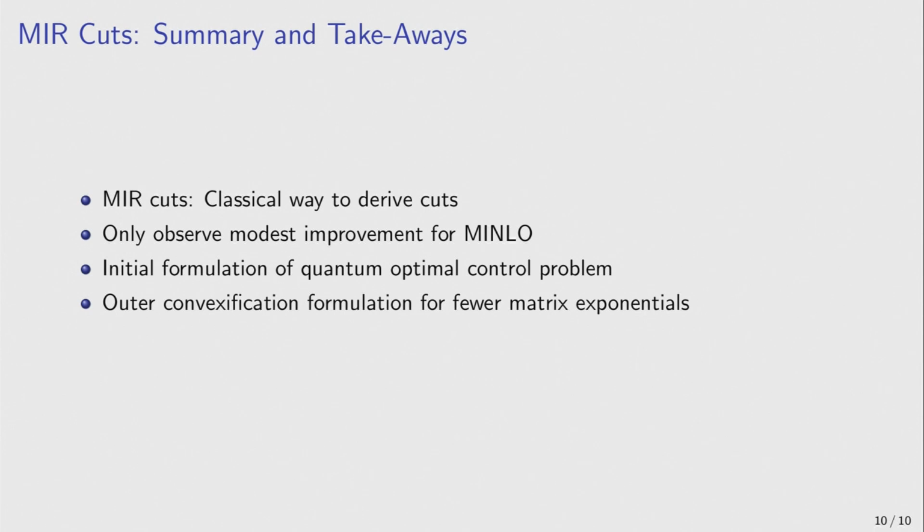Okay, so I talked a little bit about cuts, MIR cuts and Gomory cuts, and then I showed you this formulation of a quantum optimal control problem. I hope I didn't hit you over the head too much there. This outer convexification formulation generalizes to many other cases. It's a very useful modeling trick for optimal control problems, because it disentangles these binary controls from the differential equation, and that turns out to be an important trick for solving these problems efficiently. That was it. With that, let me ask you if you have any questions.